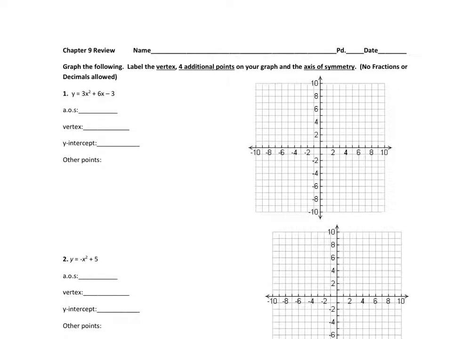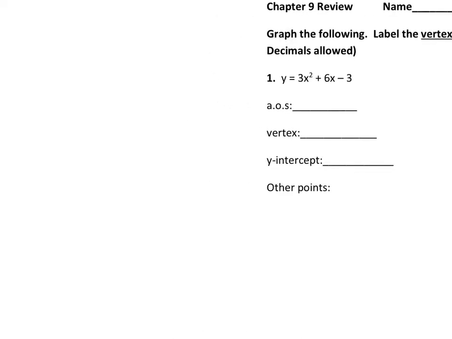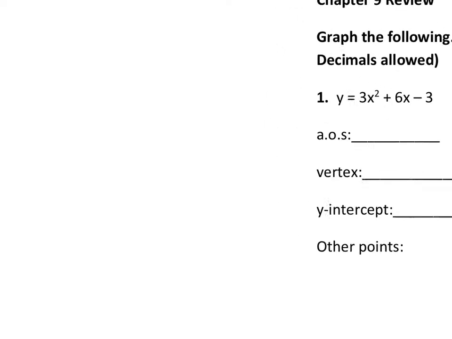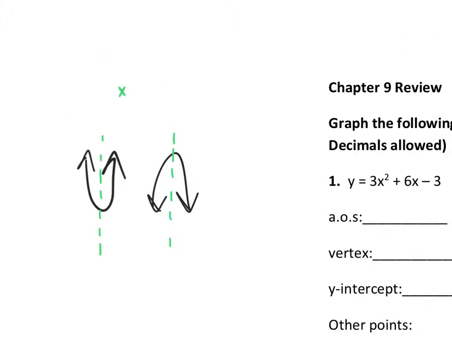Alright, here we're going to work through the Chapter 9 review, starting off with graphing quadratics. So what we're going to do is talk about the key components of each of these, and I'll label them off here to the side for the first one. The axis of symmetry is the dotted line that passes through any quadratic, whether they open up or down. You'll have a dotted axis of symmetry. It's always an x is equal to line because it's vertical.